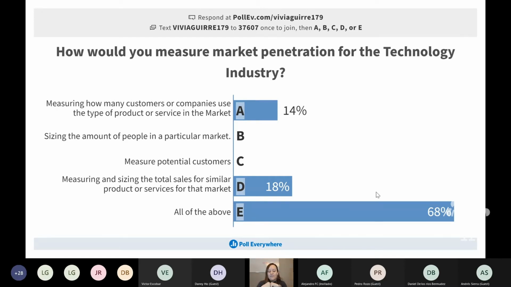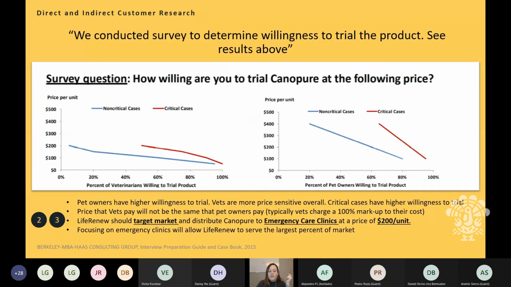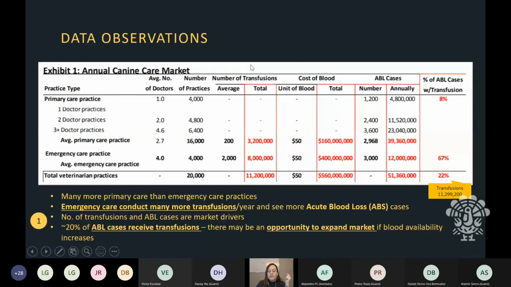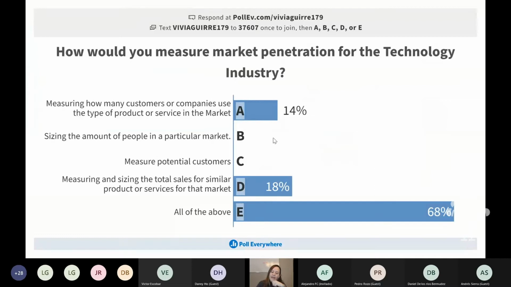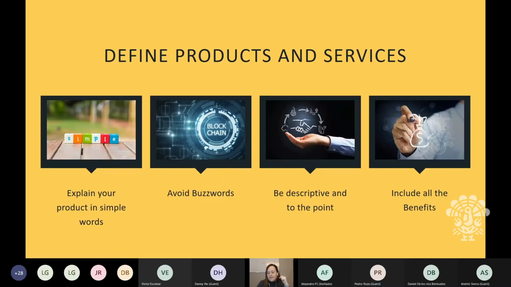And then measure the sales, like measure your competitors, right? If we go back, I'm going to go back really quickly here, right? You need to measure the sales of either similar products, if your product is totally unique, or products that are actually the same, right? What are the sales of those? So the answer to the question is all of the above. You need to understand all of those so you can do market penetration. All right. So with that, let's move on.